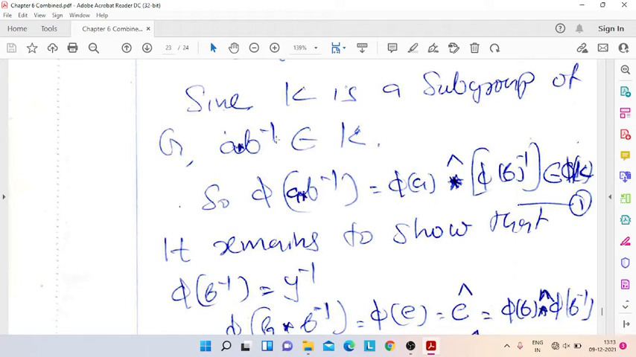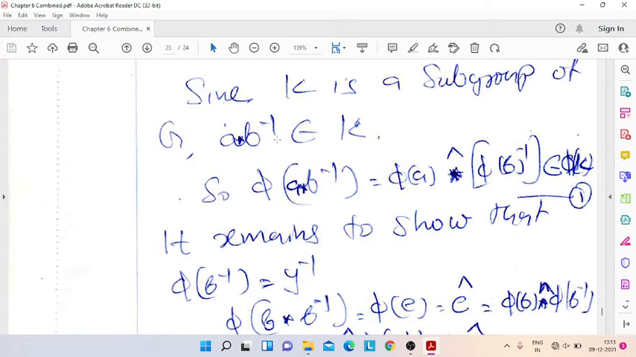And so when we apply phi on this element, phi of a star b inverse equals phi a star phi of b inverse. It can be split as phi a star phi of b inverse, and that equals phi a star (phi b) the whole inverse. It's an element of phi k.